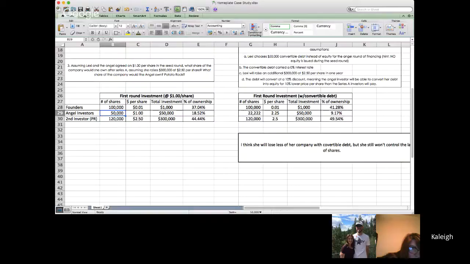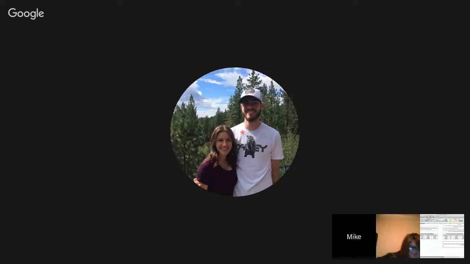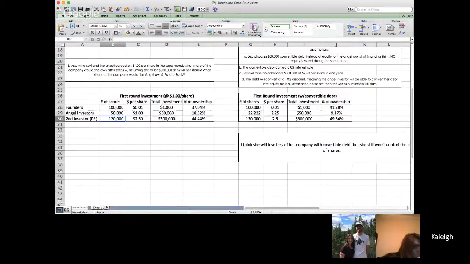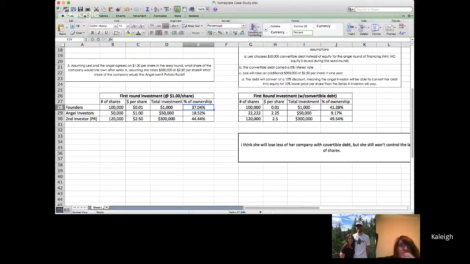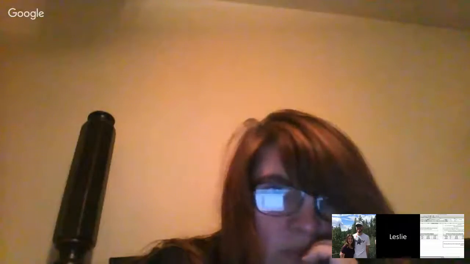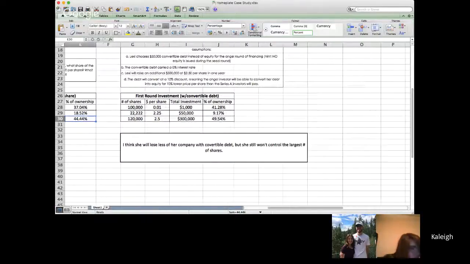And then it says Potato Rock invested $300,000 for $2.50 a share. So they were able to buy 120,000 shares with their $300,000. And then the same thing for the percentage: 100,000 divided by 270, and then this one's 50,000 divided by 270, and then 120 divided by 270. Sweet.